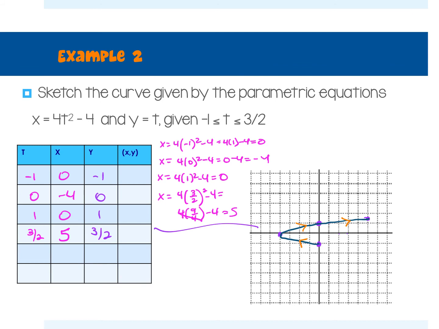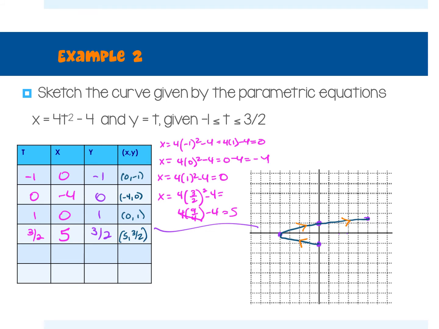Plug them into the Y, and Y is T this time. So I literally just duplicate that column over. So the coordinate points should have been 0, -1, -4, 0, 0, 1, and then 5 and 3/2, or 5 and 1 1/2. So then when you graph it, it should look like this.